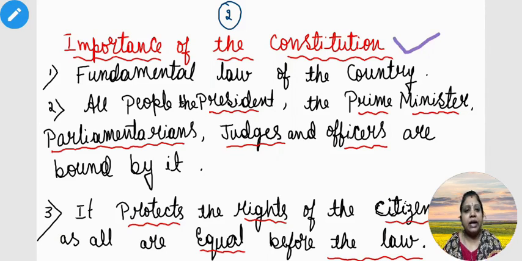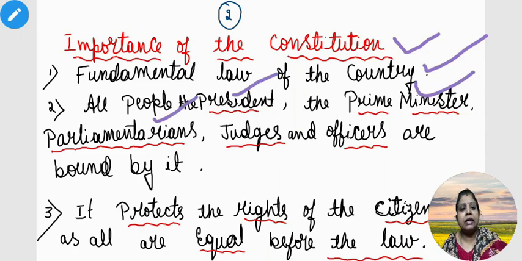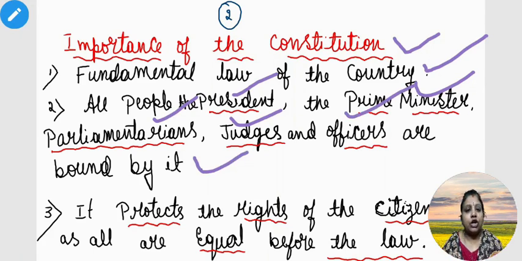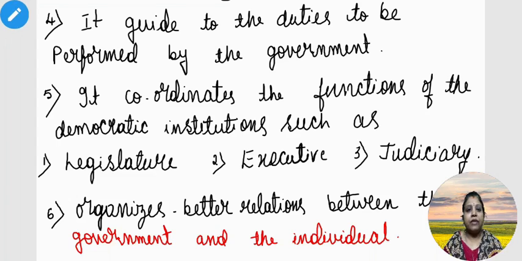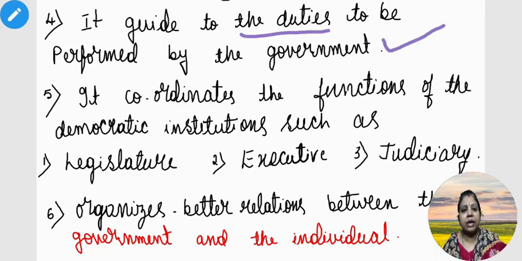Under that, the first point, the Constitution is the fundamental law of the country. Second, all people, including the President, the Prime Minister, parliamentarians, judges and officers are bound by it. Our Constitution protects the rights of the citizens as all are equal before the law. Our Constitution guides the duties to be performed by the government. So what type of duty our government has to perform, it will give guidance.